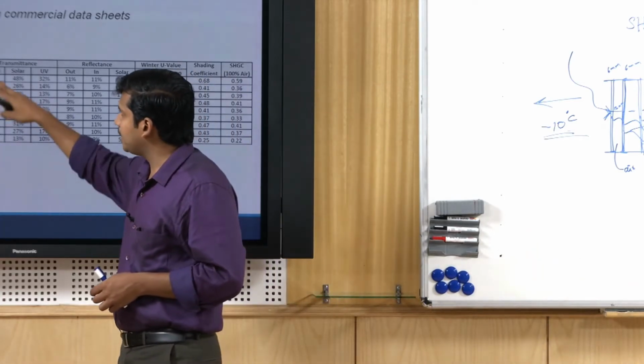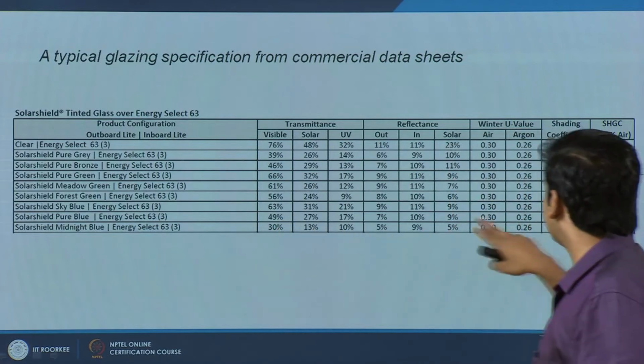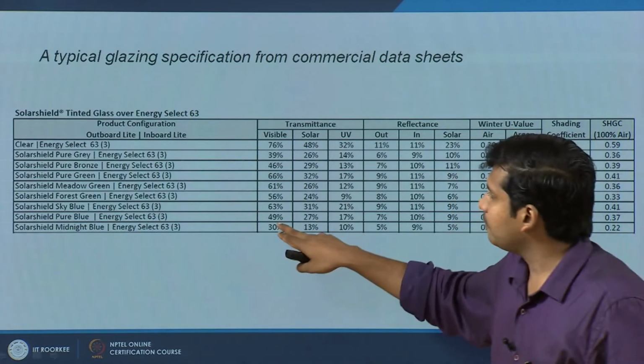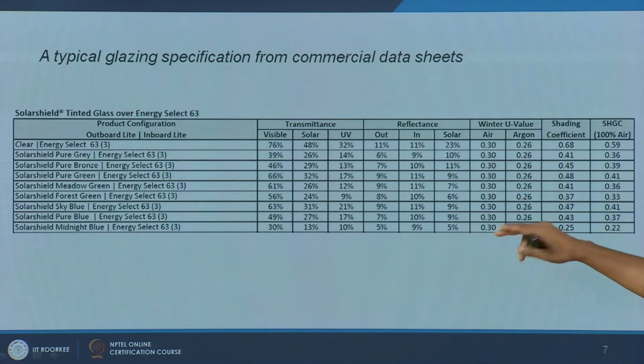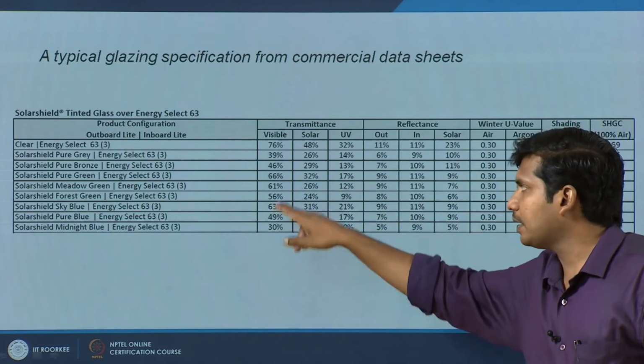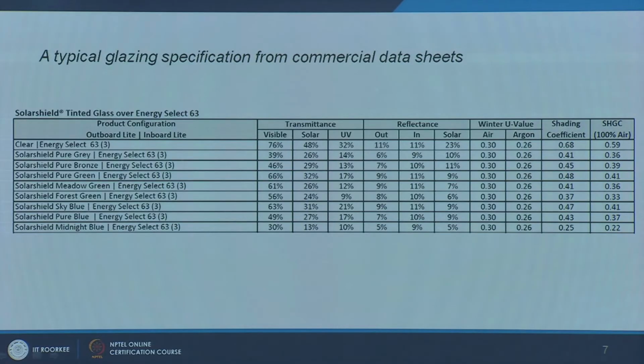The visible transmittance also has gone down, but there are also some other glasses where you have more or less a trade off. You can see for all of them the U value remains the same, while the SHGC considerably varies depending on the coating. Depending on this, the visible light transmittance also considerably varies.